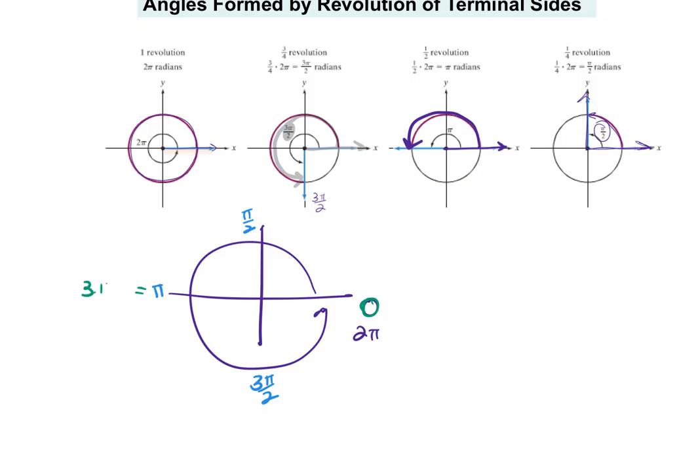3.14. What if I doubled that? 6.28. So you're going to see radians written in two ways.